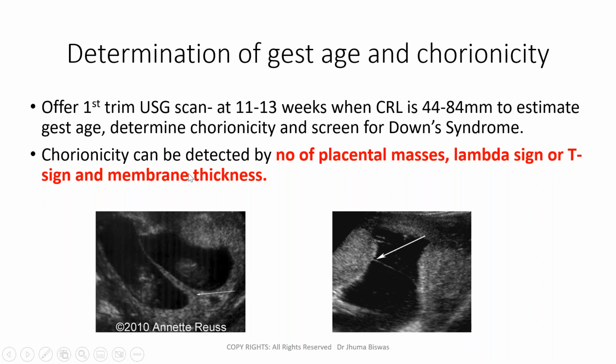As we mentioned, the chorionicity can be detected by the number of placental masses, lambda sign or T sign, and membrane thickness. So here you can see it's a lambda sign. And here you can see the intertwin membrane is very thin, and there's a single placenta. So this is a picture of the monochorionic diamniotic pregnancy, and this is a picture of the dichorionic diamniotic pregnancy.